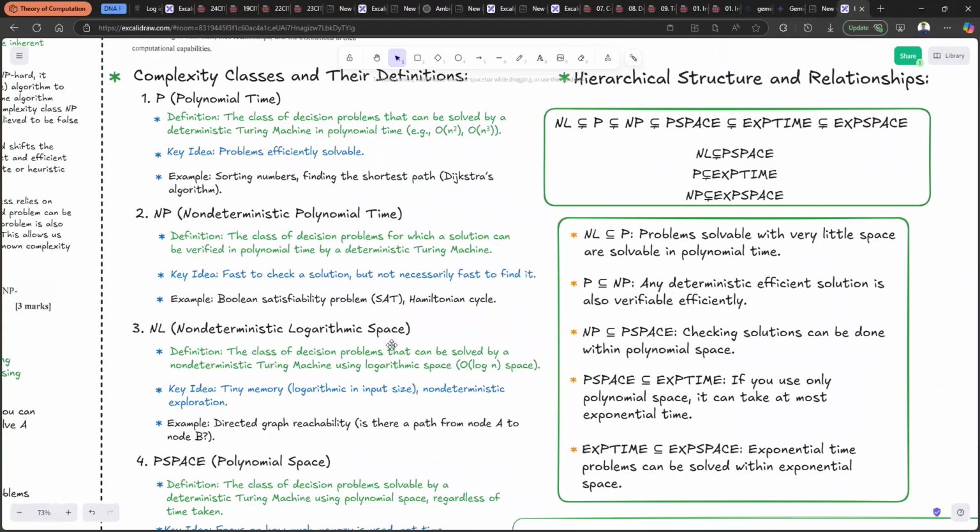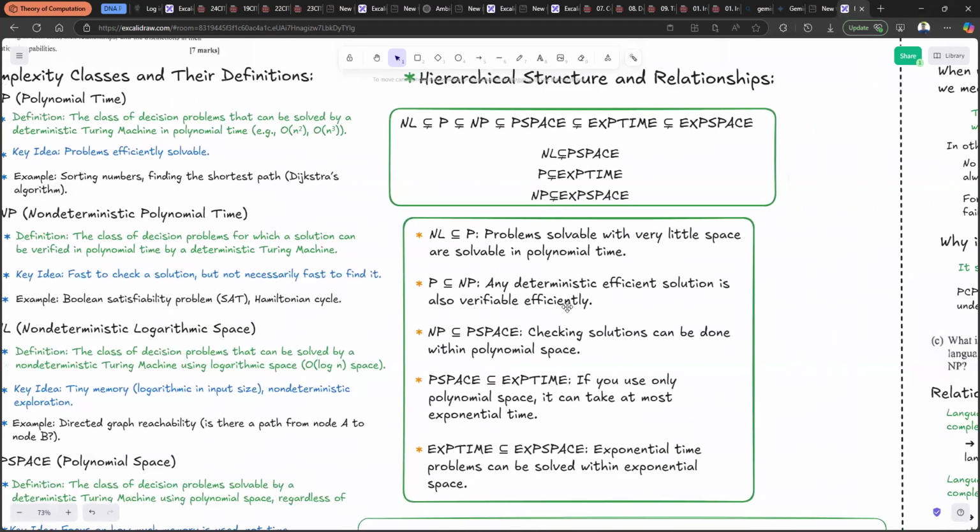There's space complexity and time complexity. Space complexity is how much memory an equivalent Turing machine would use to model a problem. And time complexity is how much time that equivalent Turing machine would need to run that problem, right? So a non-deterministic logarithmic space Turing machine would solve a problem with very little space in polynomial time. So it would use logarithmic space and solve it in polynomial time.